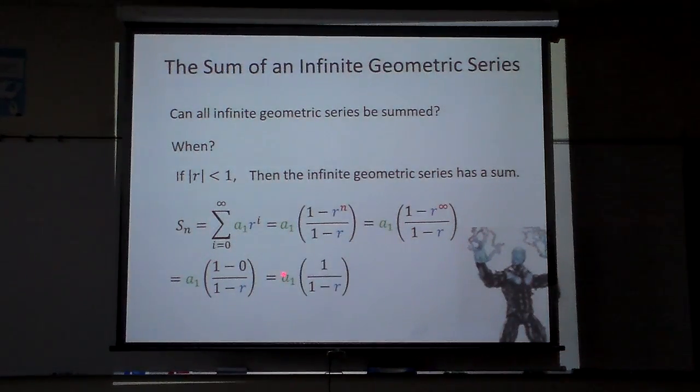So if you take your first term times 1 over 1 minus r, that will be your sum. Because think about it, it's going to be like that right there. So this is the way you can sum an infinite series, only if this is the case right here. Now that's the formula. All right?